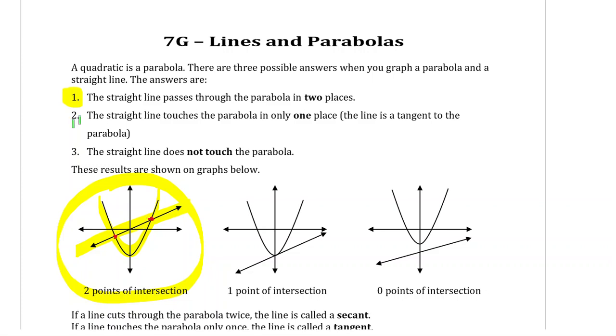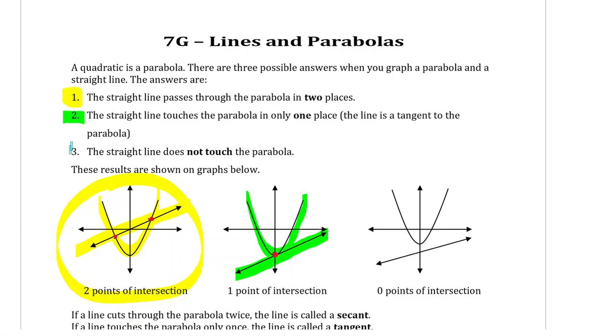Second option is that the parabola touches the line in only one spot, so that means that the line is tangent to the parabola, which looks like this. We have our parabola, we have our line coming down, and it's just touching at that one point where the line is a tangent to the parabola.